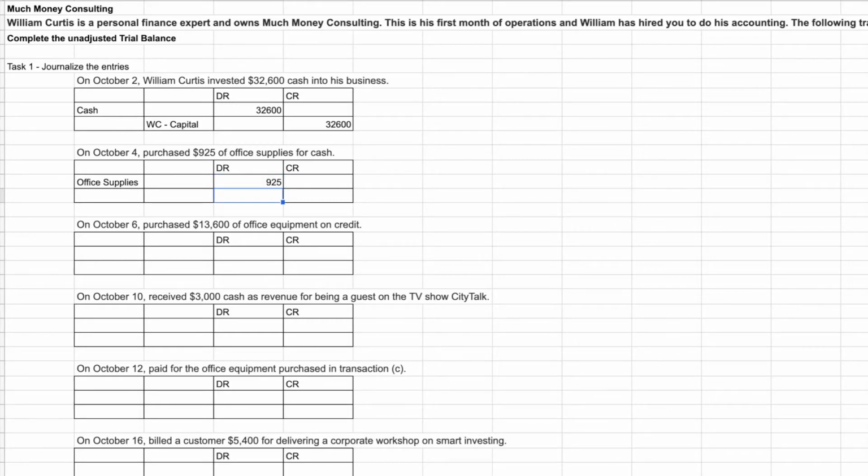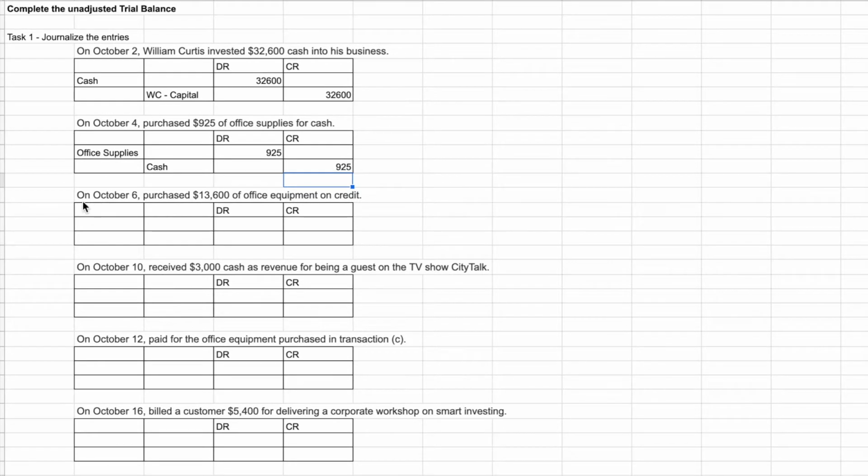Now, he paid for it with cash. This means our cash account went down. We took money out of our bank account in order to pay for that. By definition, when an asset is decreased, that is a credit. So we're going to credit cash, and you notice it gets indented, for $925. Okay, that's our second entry. Let's take a look at the third one. On October 6th, he purchased $13,600 of office equipment on credit.